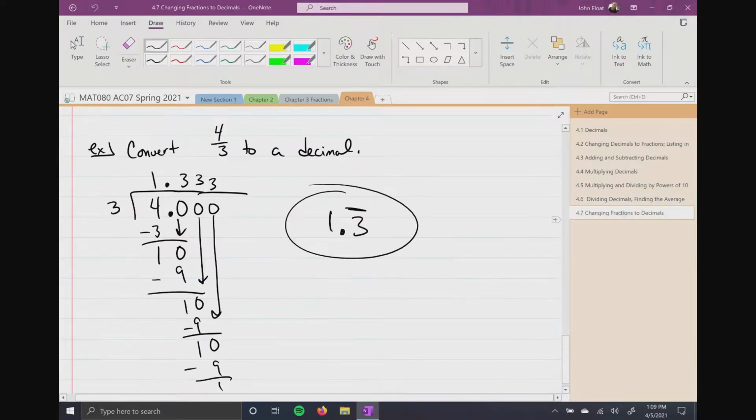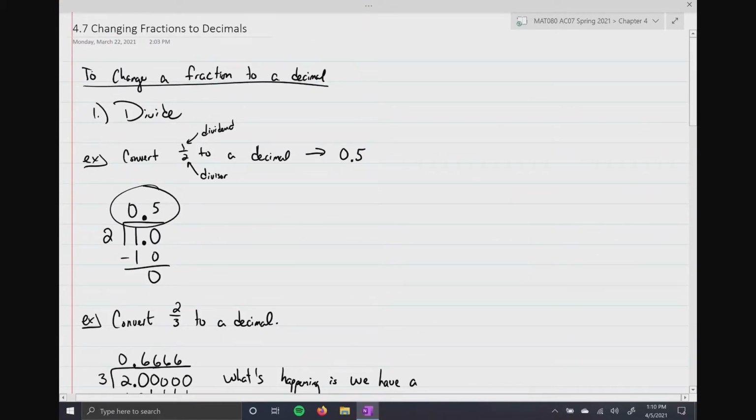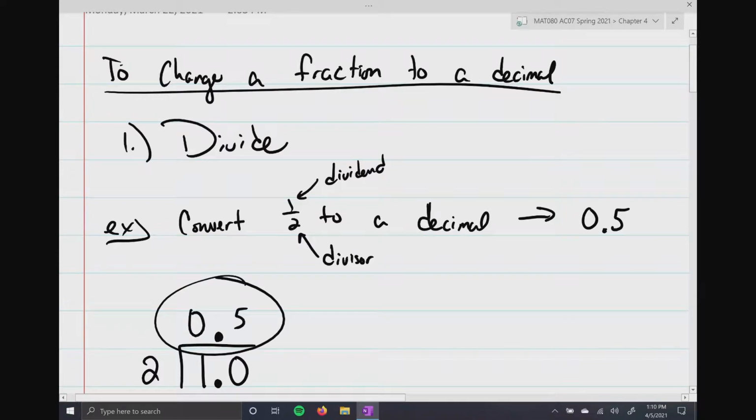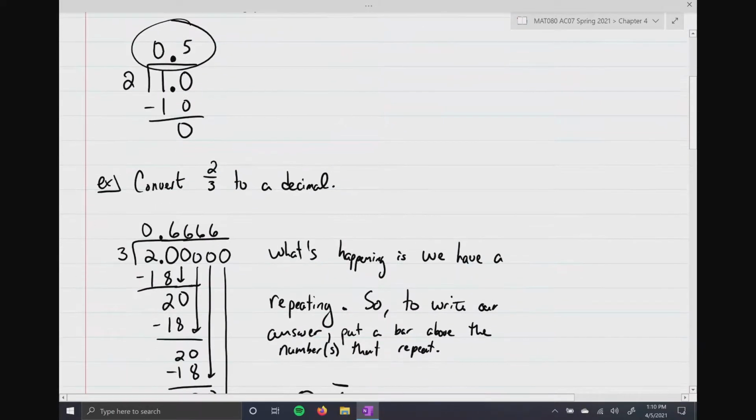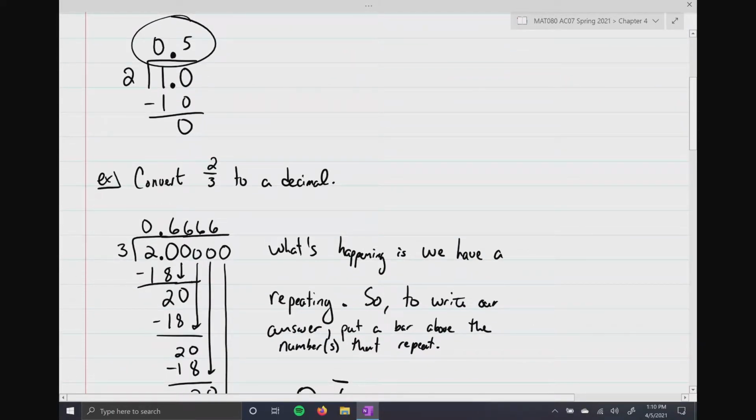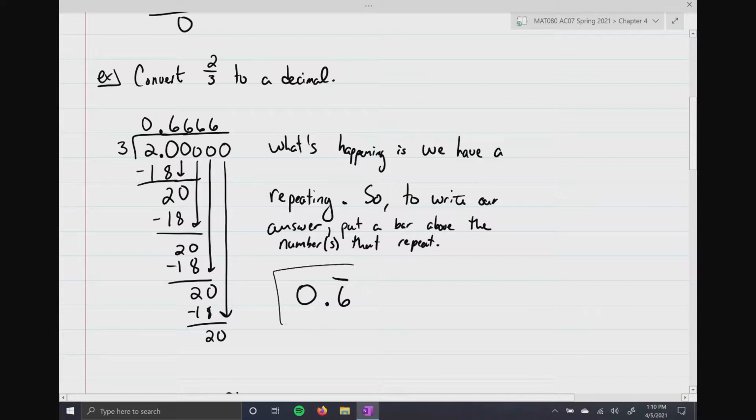In section 7, we learned how to change a fraction to a decimal. And it was easy. It was one step. Just divide. That's it. The question becomes, how do you know when to stop? That was a little bit different. When we're converting, let's say, 2/3 to a decimal, what we found was if we just kept going, we would have what we call a repeating decimal. So all we do is rewrite the answer so that you put a bar above the repeating part.